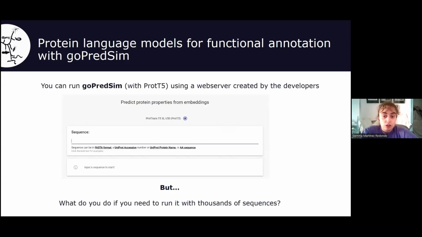This idea did not come from us, but it was already implemented in a software called GOPredSim. But this software has several problems. The first one is that as of today, several dependencies that it has are no longer maintained, so it is really hard to install it through a terminal, in the command line. The developers have a web server where you can put a sequence and get your embeddings or the properties. However, it's not feasible if you want to run it on thousands of sequences, as it was our objective to run it on millions of proteins.